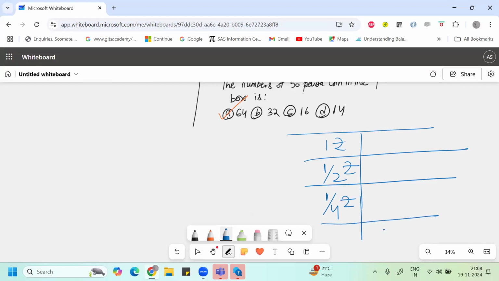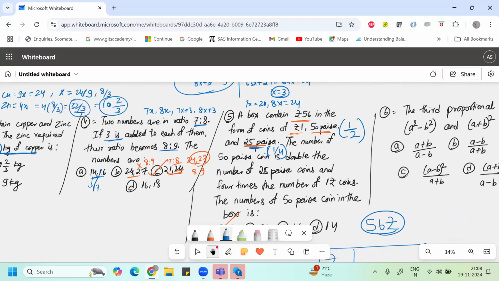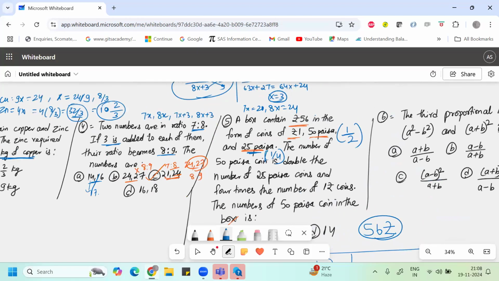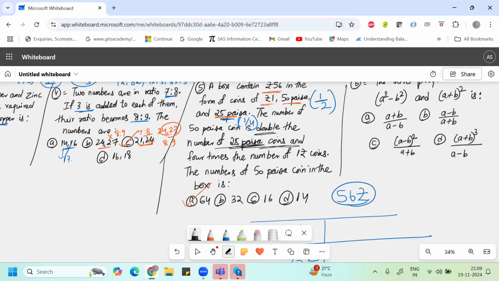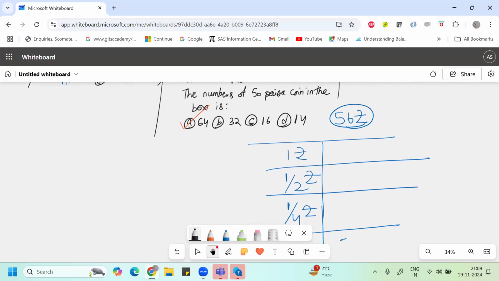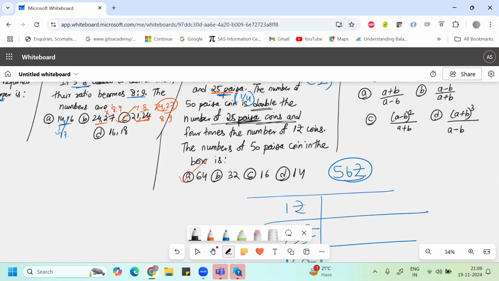In total I have 56 rupees, made of 1 rupee, 1/2 rupee and 1/4 rupee coins. The number of 50 paisa coins is double the number of 25 paisa coins, and four times the number of 1 rupee coins.